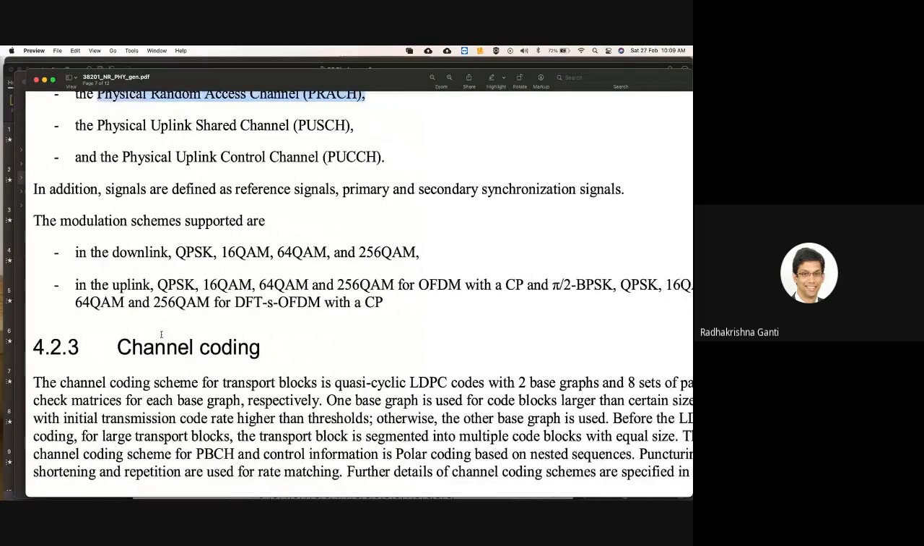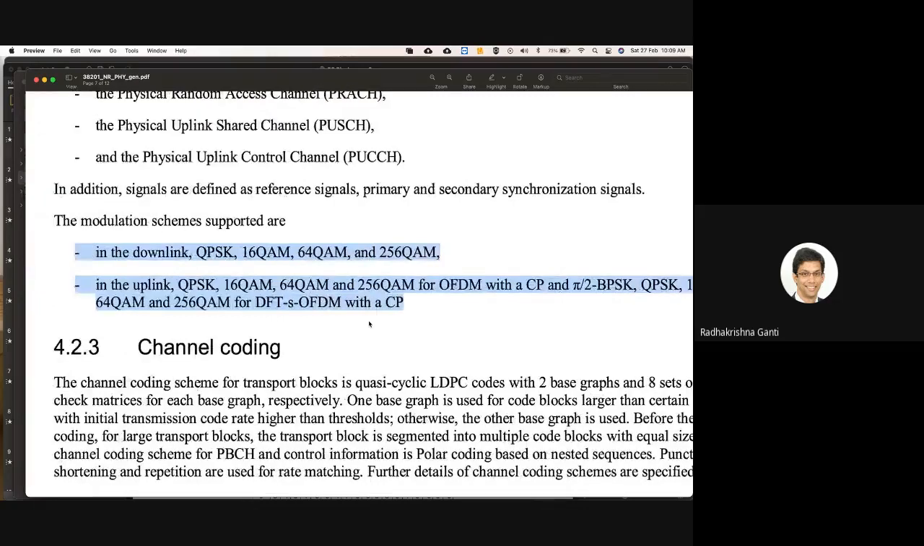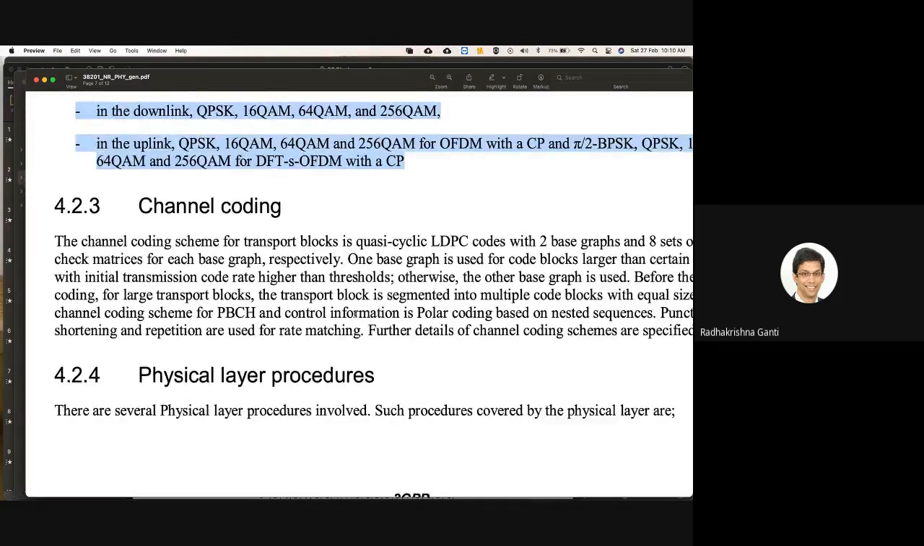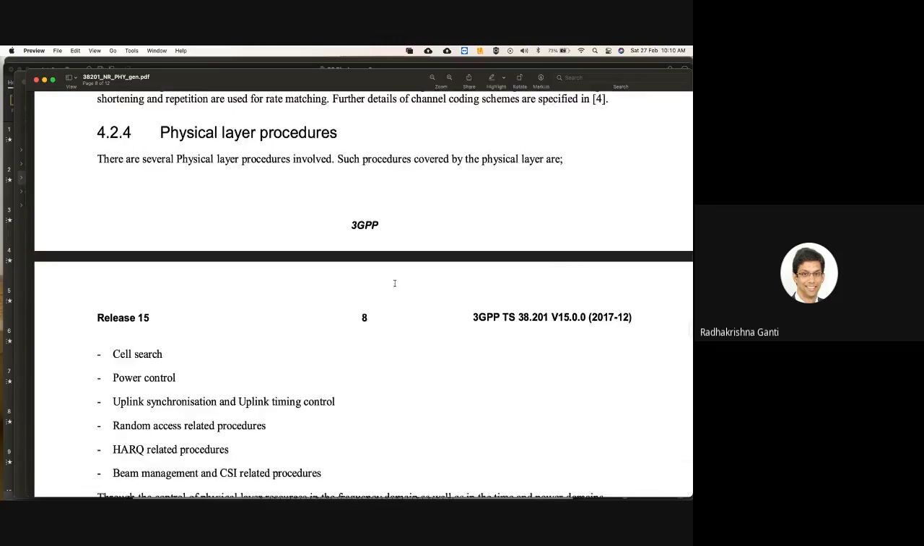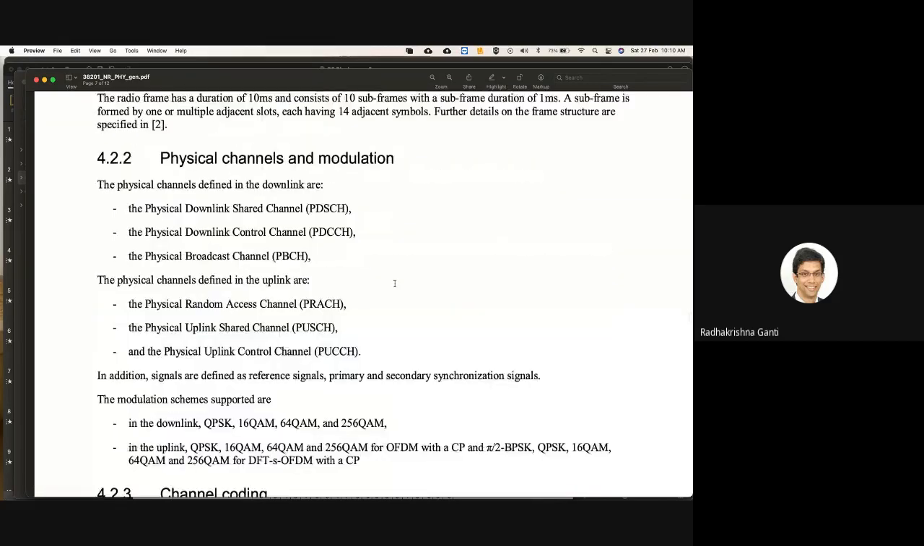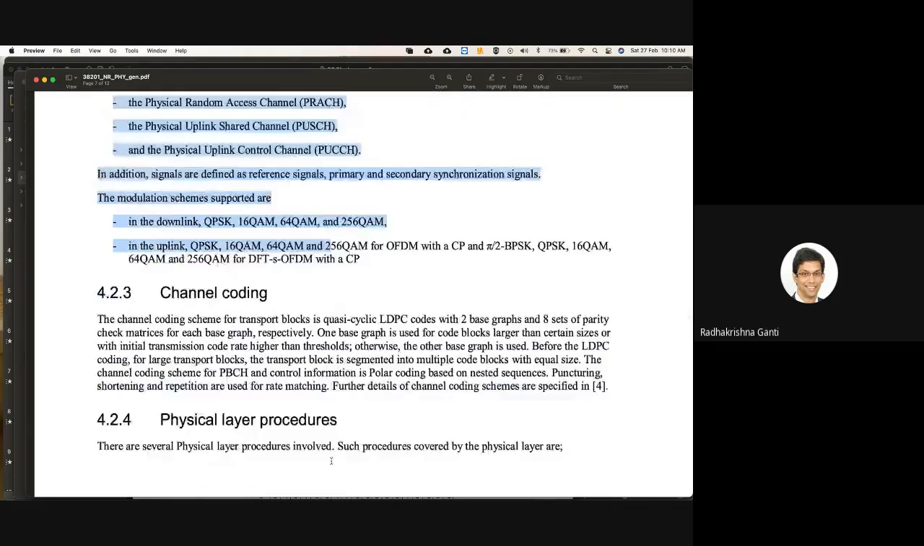Again, they talk about the different modulation schemes that are supported. This is a standard. At a high level, they also talk about channel coding. They say that LDPC codes are used for the data, and polar codes are used for the broadcast channel and the control channel. These are called the channels. Channels are actually the paths in which you transport data.